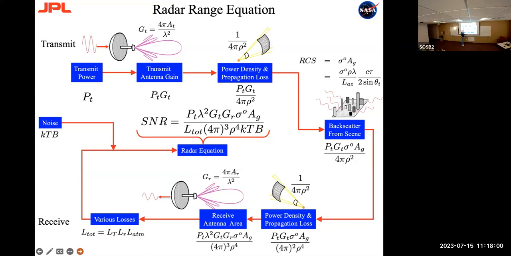The next thing that affects it is the gain, so how much peak gain you have. The more gain that you can get in your antenna, the better off you are. So on your transmit, you're going to transmit a gain. Remember, I showed you that formula is related to the antenna area and the wavelength.